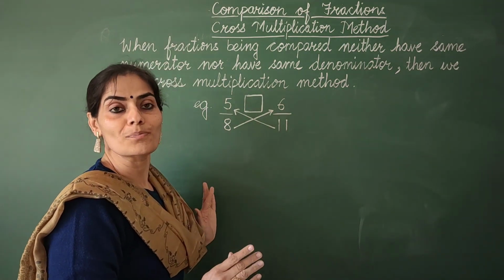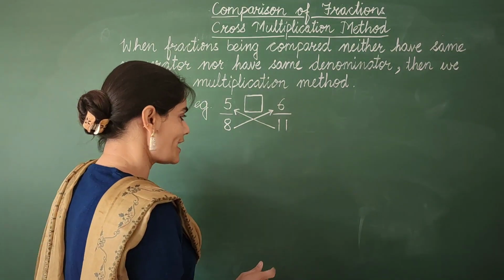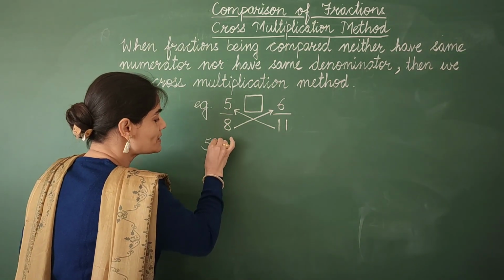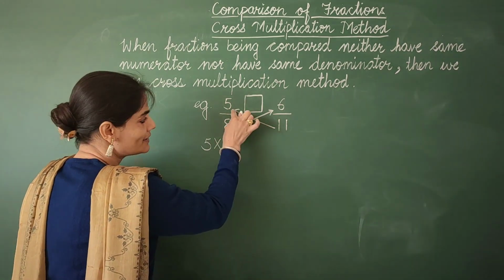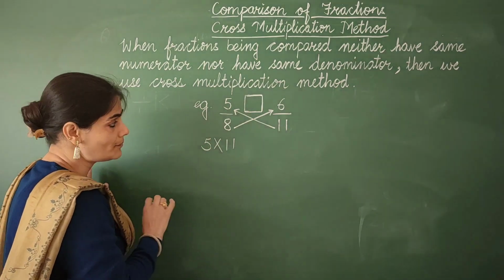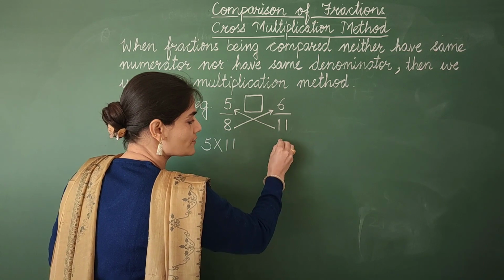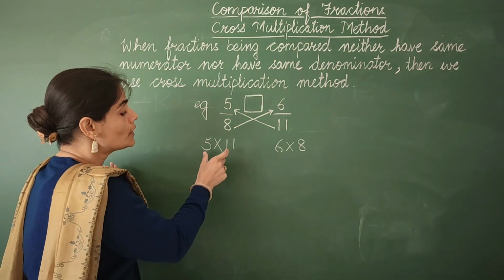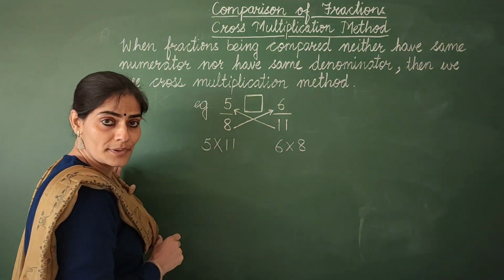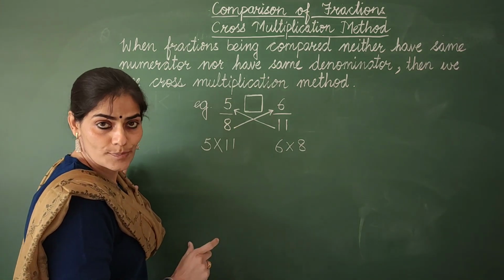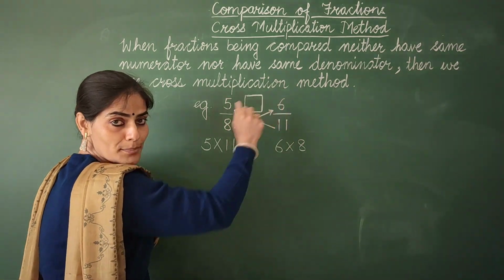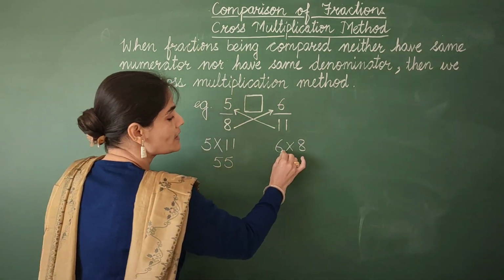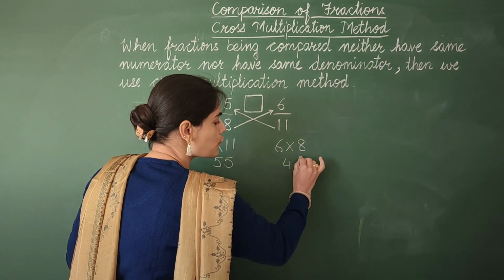And then we are going to multiply these terms. So let's do it. The numerator 5 on the left side gets multiplied with the denominator here. So 5 into 11, and on the right side of the box we have 6, and 6 will be multiplied by 8. Now the product of these two numbers will be called cross products because we have crossed these numbers like this. So 5 into 11 gives us 55 and 6 into 8 gives us 48.